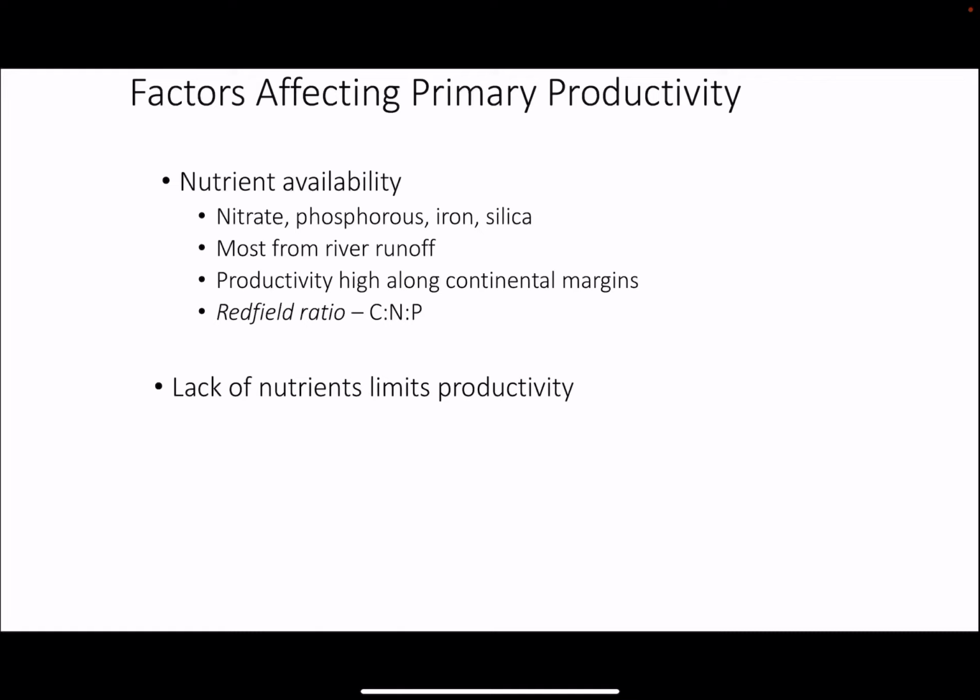And also just a reminder that this links back to the Redfield ratio, that the carbon to nitrogen to phosphorus needs to be available in a ratio that it can be used by phytoplankton.